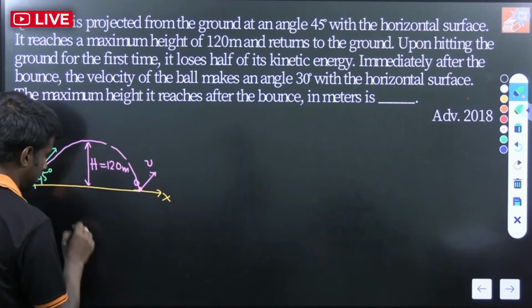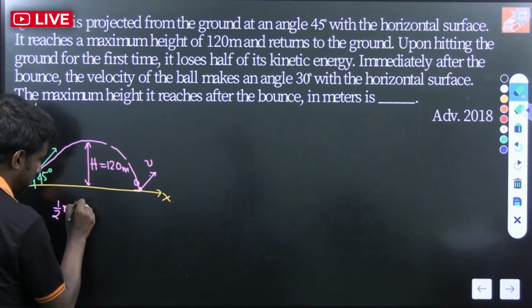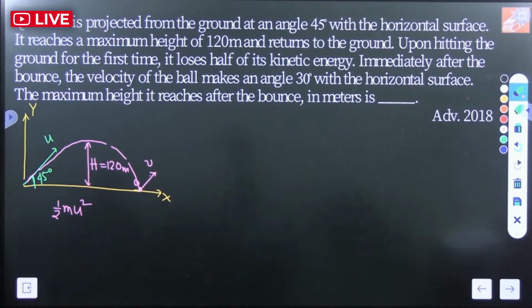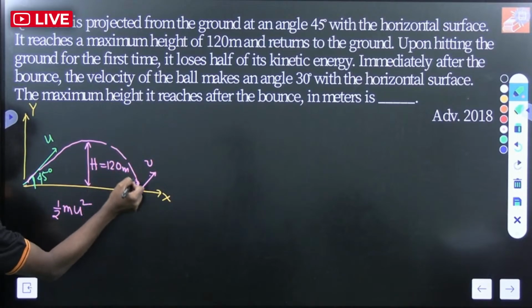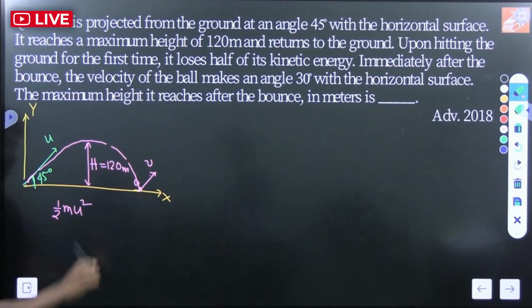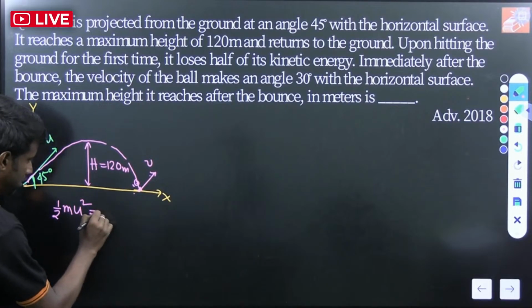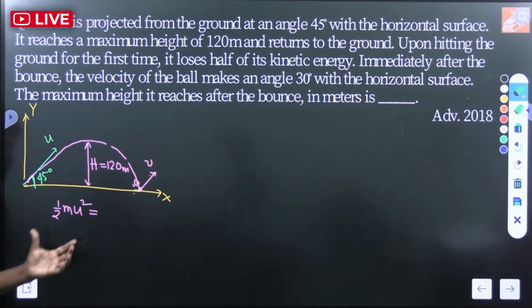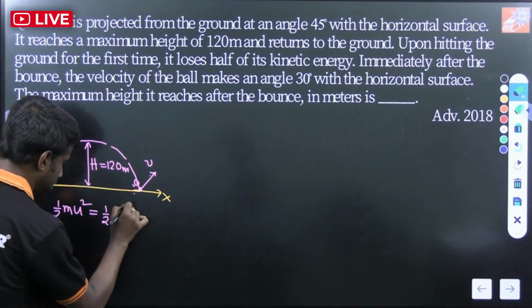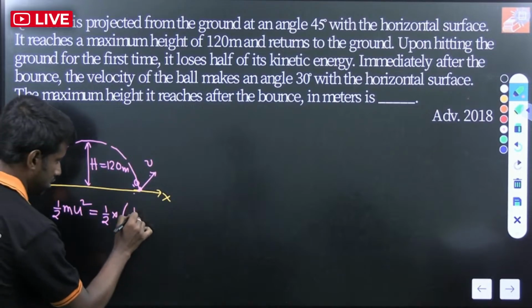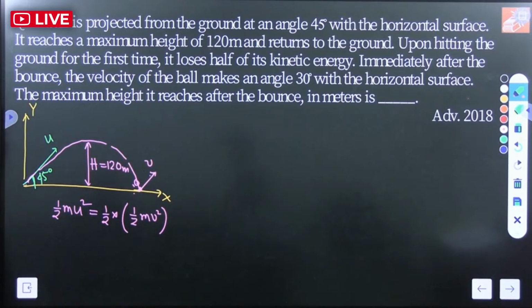Let's find out. First, the initial kinetic energy is 1 by 2 m u square. Because the velocity here is u, when it hits the ground, it hits with the same velocity, because this profile is symmetric. So that should be equal to the initial kinetic energy. Half of the kinetic energy is lost, so the final kinetic energy is 1 by 2 into 1 by 2 m v square. You understood this line?